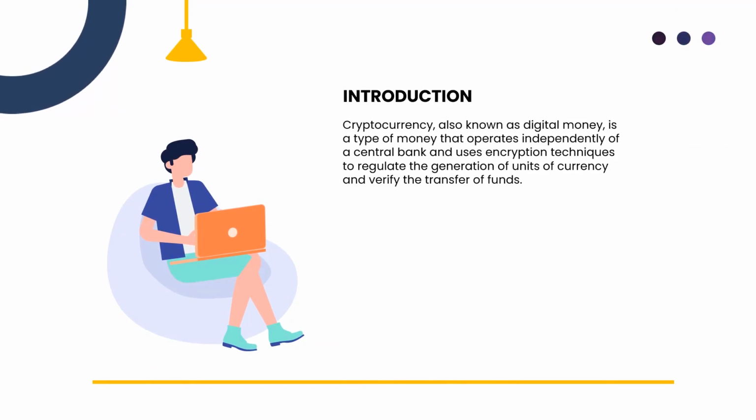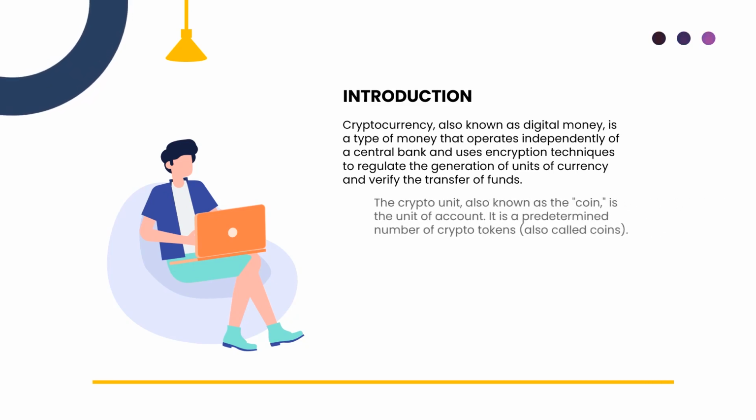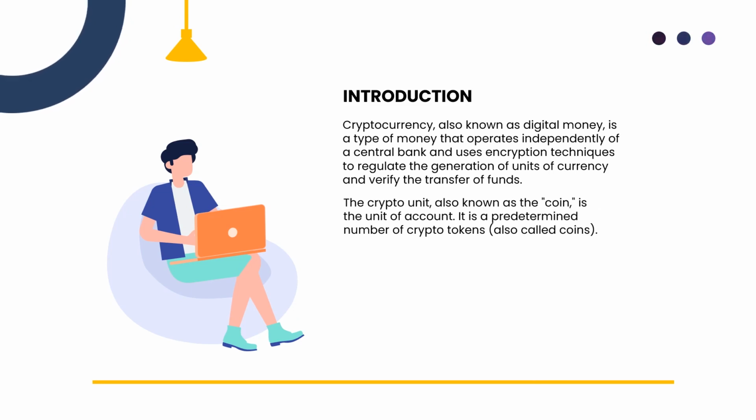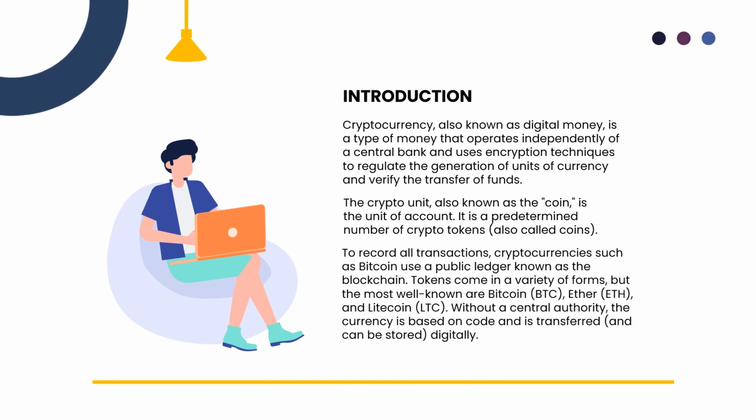Cryptocurrency, also known as digital money, is a type of money that operates independently of a central bank and uses encryption techniques to regulate the generation of units of currency and verify the transfer of funds. The crypto unit, also known as the coin, is the unit of account. It is a predetermined number of crypto tokens, also called coins.